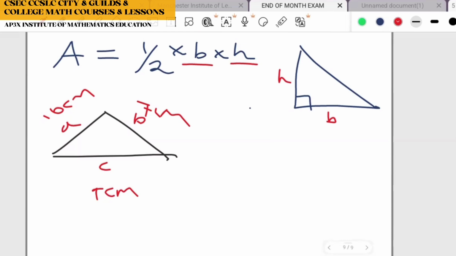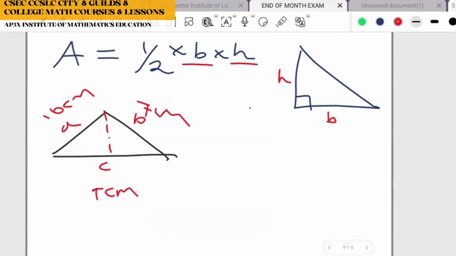How can we use half base times height? What would you call the base? What would you call the height? Now, bear in mind that height can be vertical, horizontal, or diagonal, depending on the orientation of the shape, meaning the direction in which we turn the shape. One thing though is that if the base is horizontal, meaning the base is like this here, down here, then the height has to be vertical. That's one thing for sure. So in this example, we do not have a known height.